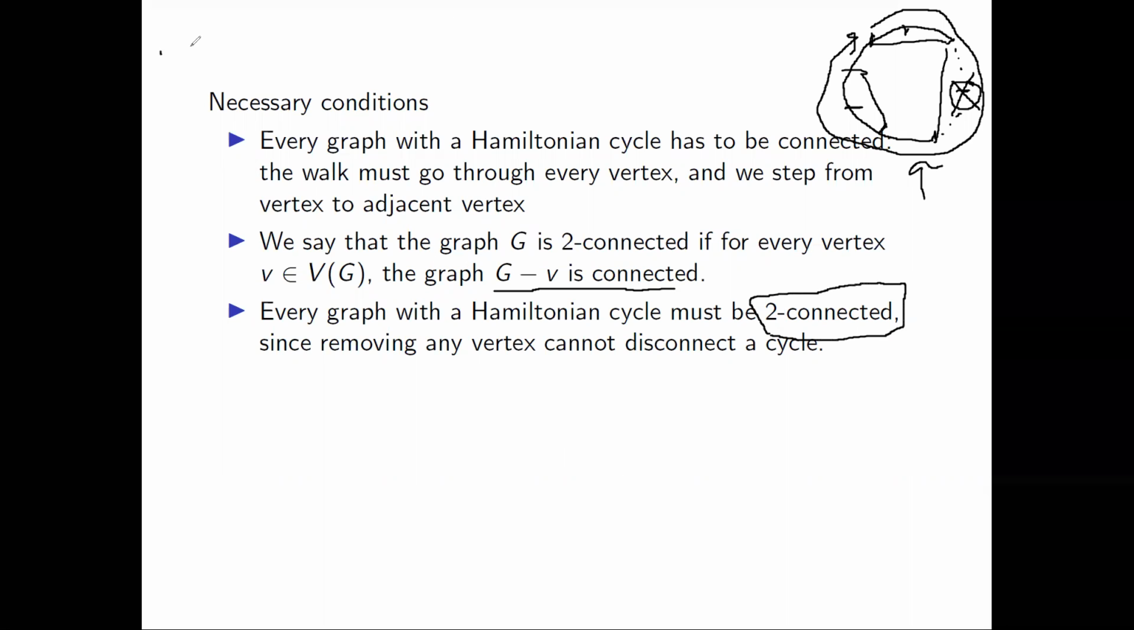Because for example, you can consider the path Pn. And there's some vertices you remove and it stays connected. You remove this one, it stays connected. You remove this one, it stays connected. But if you remove this one, that would be bad. Then it gets disconnected. So Pn is not two connected. Cn is two connected. And the fact that graphs with Hamiltonian cycles must be two connected, this follows from the fact that Cn is two connected. So that's all we need to prove that.